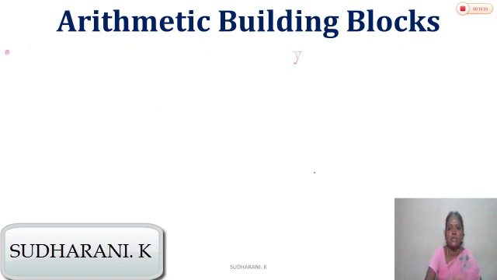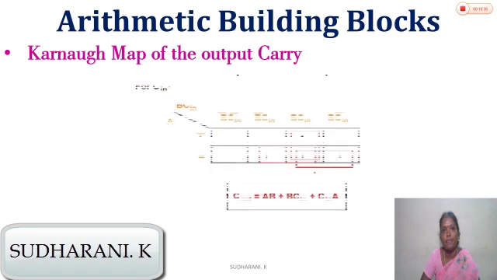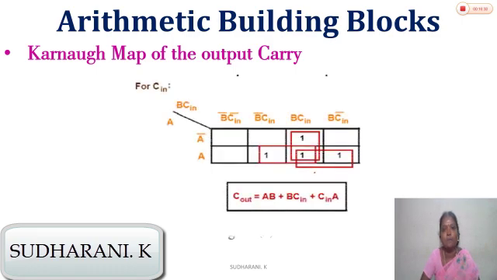The next is the Karnaugh map that corresponds to the carry. Here we can form pairs. 3 pairs can be formed. So the Boolean expression for C out is equal to AB or BC in or C in A.